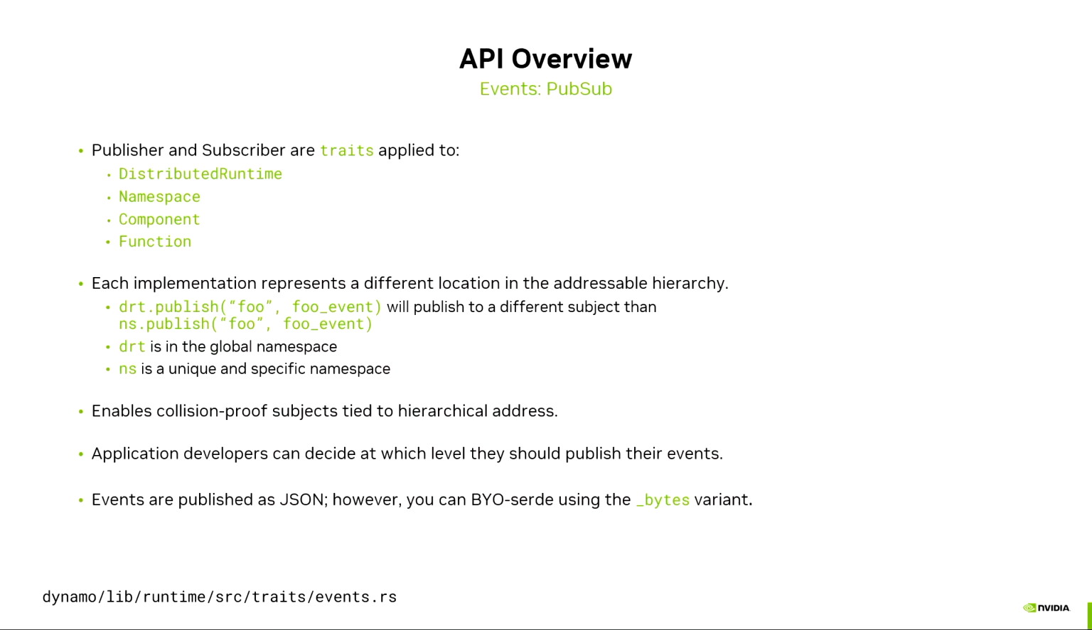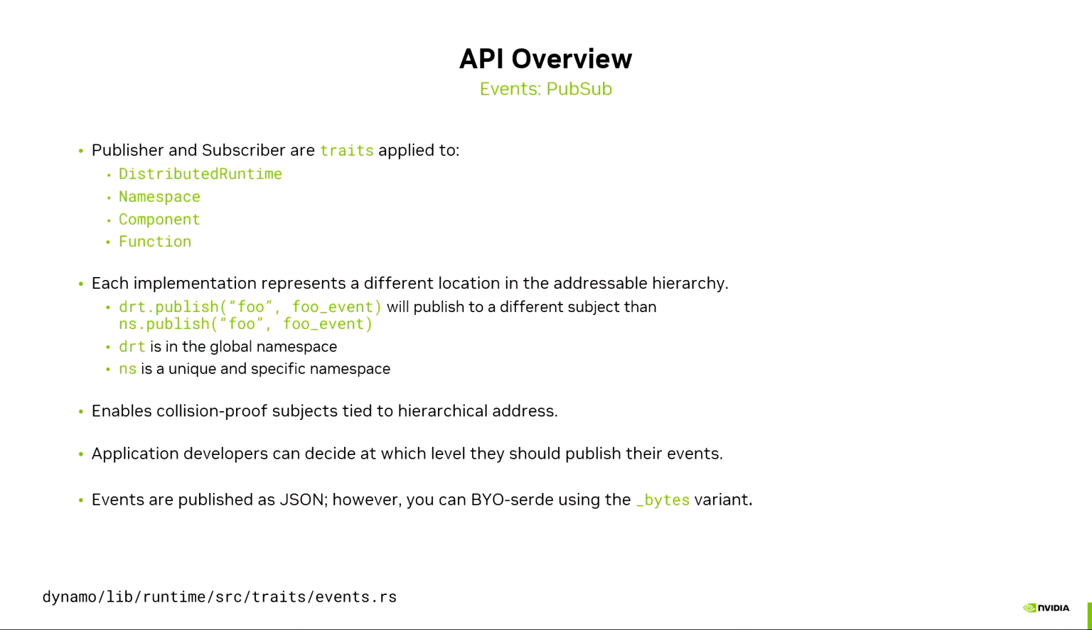So you can emit events on the distributed runtime, which would be a global event, which everybody in the entire system across all your 10,000 nodes would see. You can emit it on your namespace. All your components within that namespace can see those events. You can emit it on components, and likewise down to functions. It's just a convenient way to address them, so that you don't have to come up with random different names to avoid name collisions.